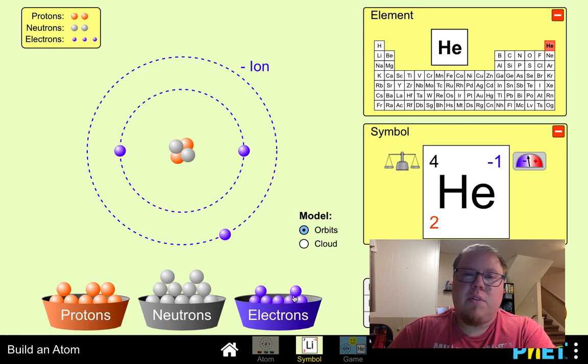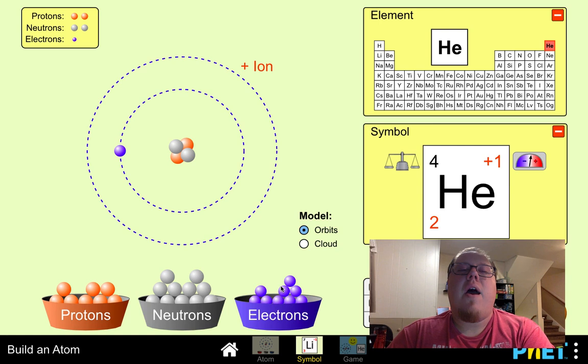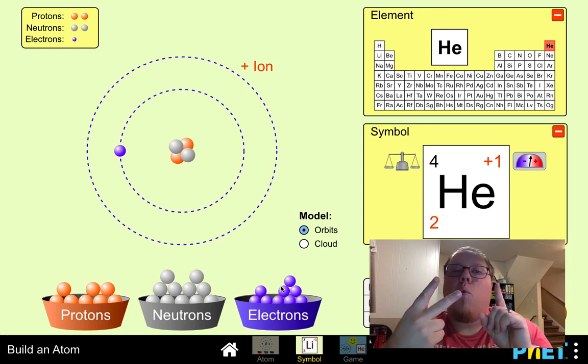If I were to take some of these electrons away again in the chemical reaction, it becomes neutral, doesn't have any charge. But then if I remove one, now it has 2 protons and 1 electron, positive 2 and a negative 1.